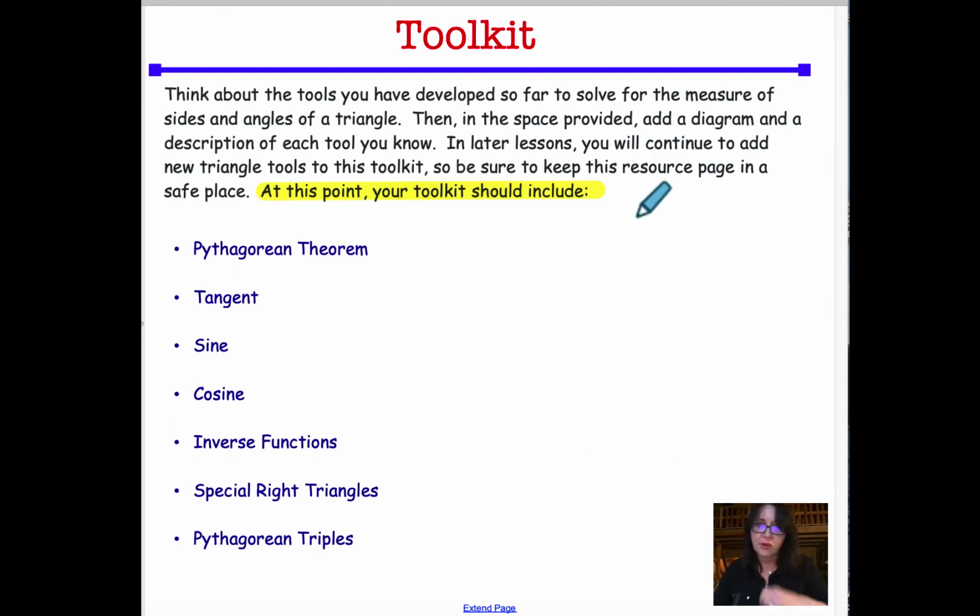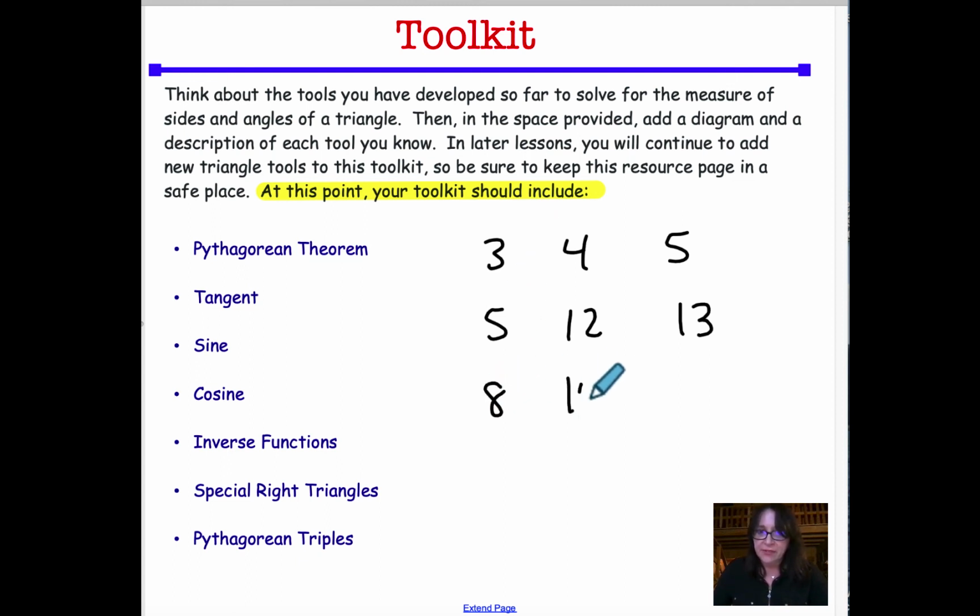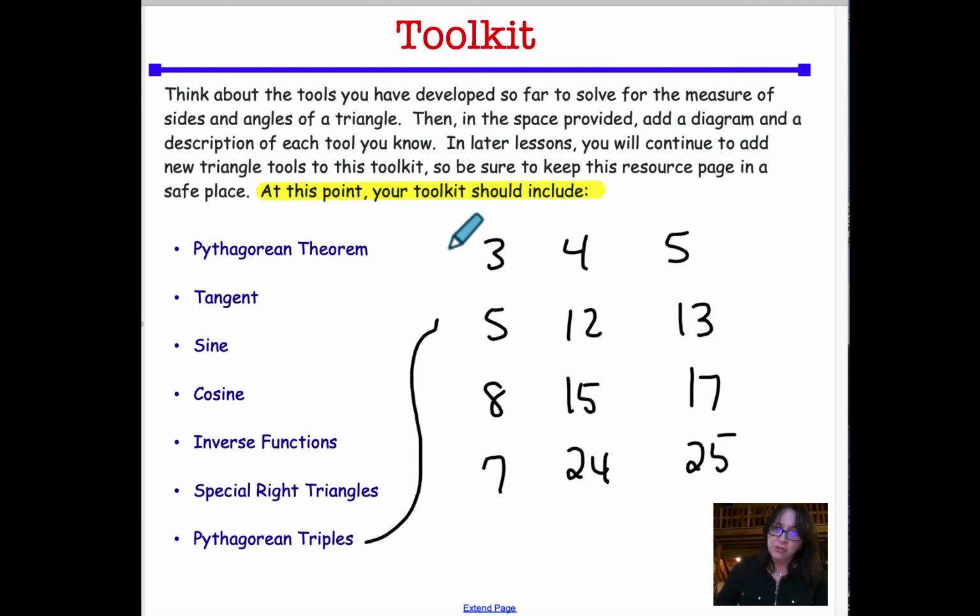At this point, your toolkit should include your Pythagorean theorem, tangents, sines, cosines, inverse functions, special right triangles, and Pythagorean triples. So let's remind ourselves what those Pythagorean triples are. And those are our 3, 4, 5s, which we discussed. They are our 5, 12, and 13. They are 8, 15, and 17, and then 7, 24, and 25. So these are all the triples that you should have at this point in your toolkit.